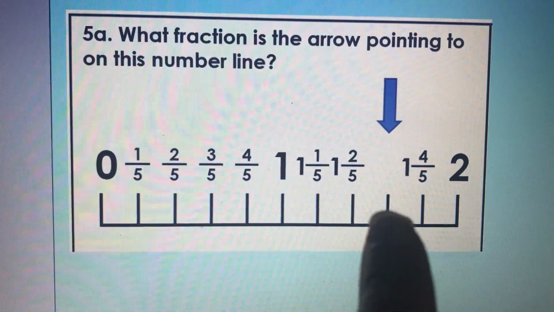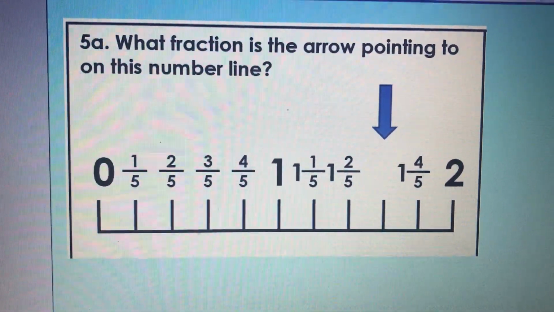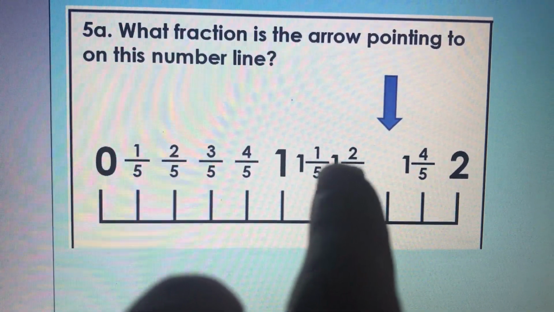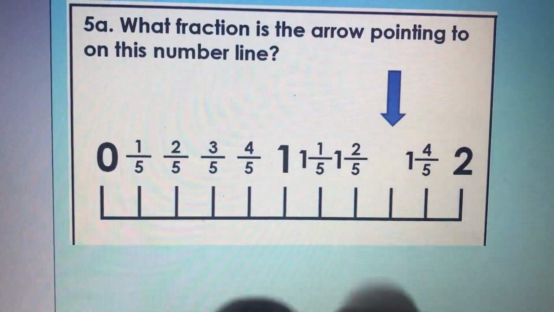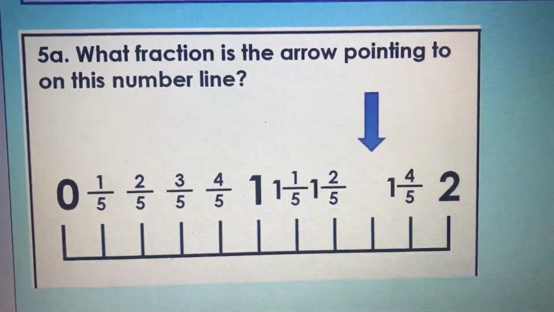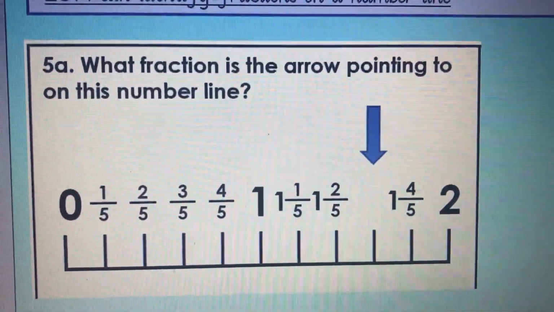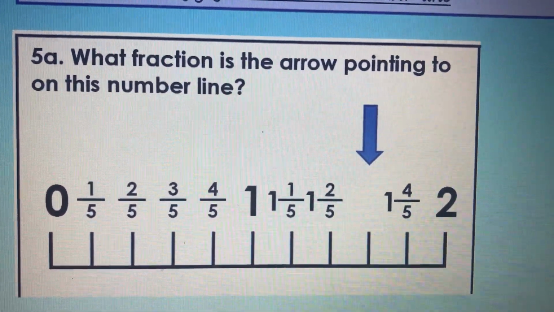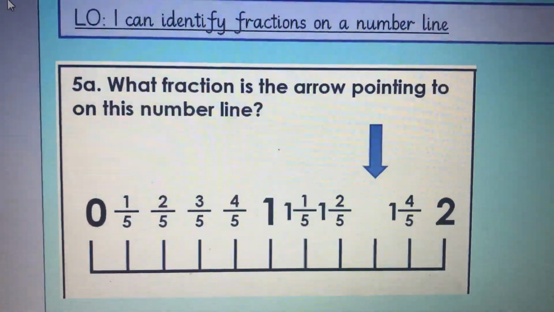So you need to find this missing number here. If you look at the numerators, you can see we have 1, 2, 3 would be in that gap, and then we have 4, and then the numerator would be 5/5 for number 2. So that arrow there is pointing to 1 whole and 3/5.